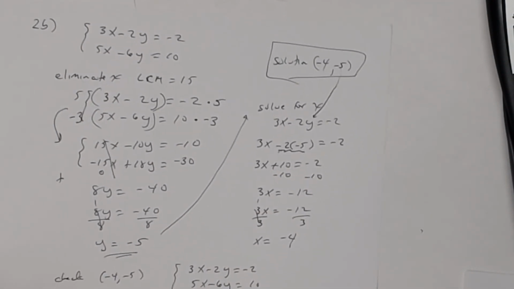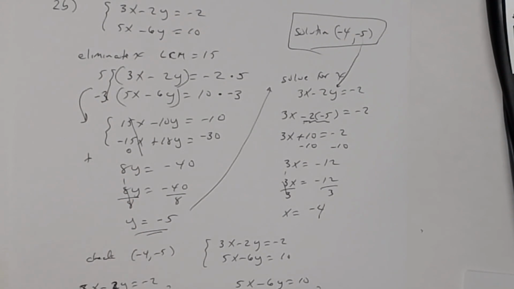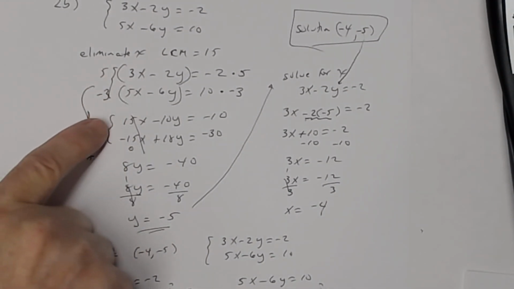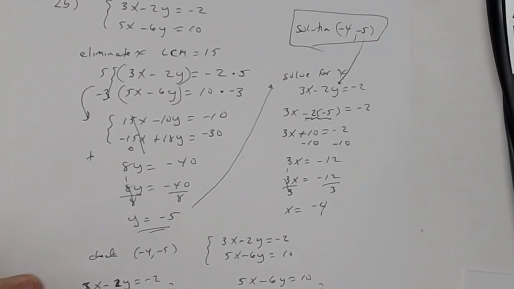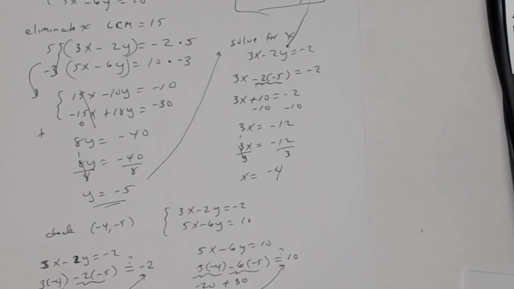All right, so that was 2b, and that was the work you would show if you had eliminated the x's. All right, so to eliminate the x's, your least common multiple is going to be 15, so you need one to be positive, one to be negative. Now, I'll go ahead and show you the work you would have done if you had eliminated the y.